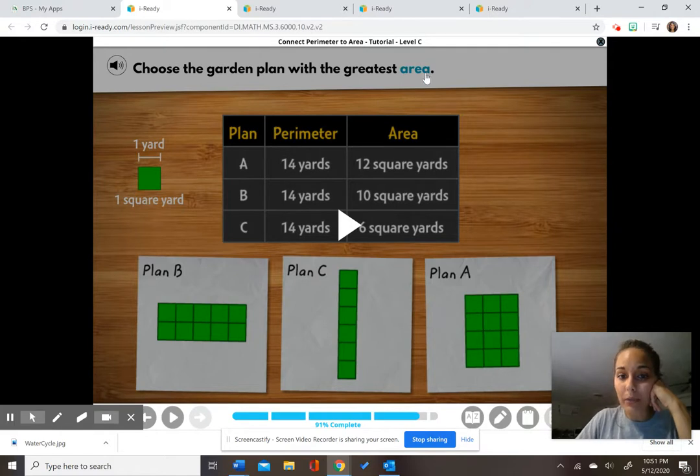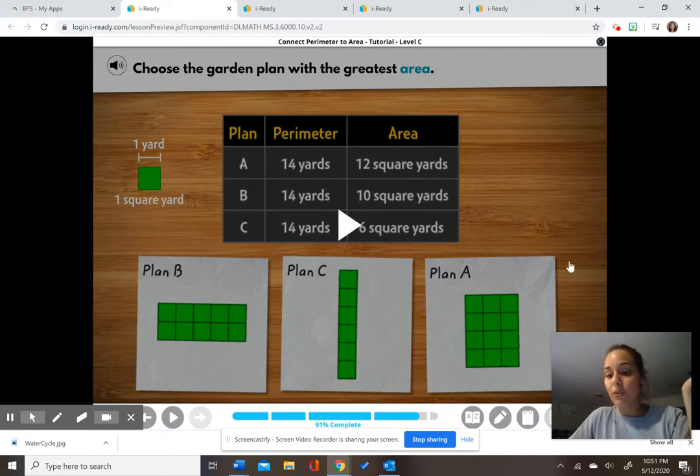So you're just going to tell me which one is the biggest. And you can tell by looking at the area they give you. So the area of this one's 6, the area of A is 12, and the area of B is 10. And they just figured that out by counting them. But the perimeter for all of them is 14. Like you can check 1, 2, 3, 4, 5, 6, and over 7, 8, 9, 10, 11, 12, 13, 14.